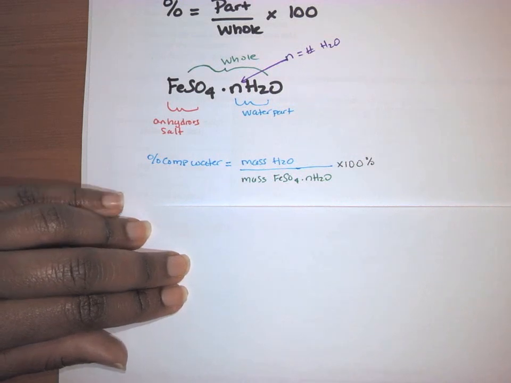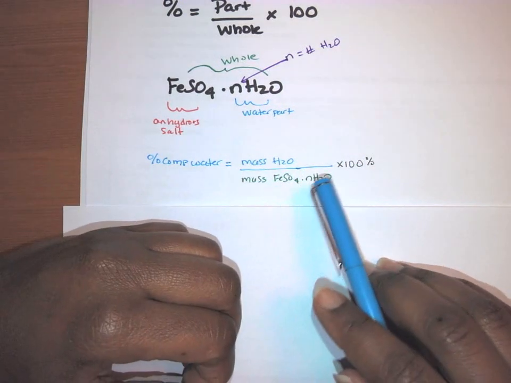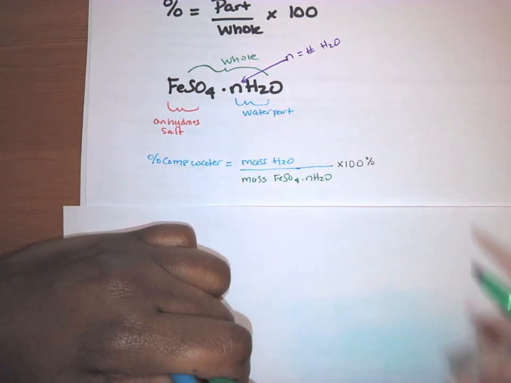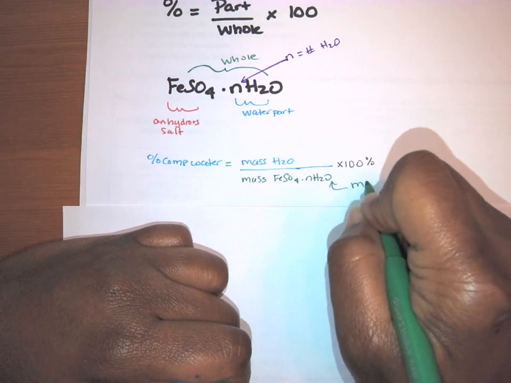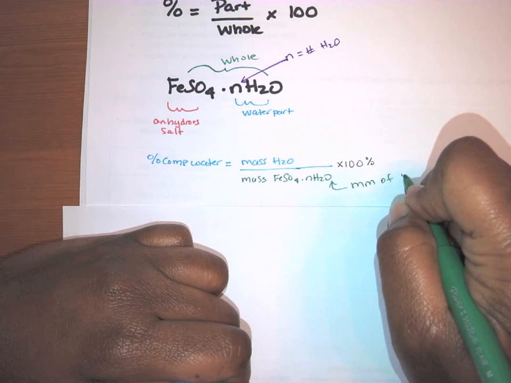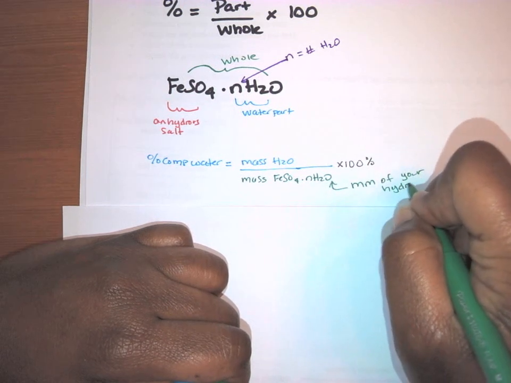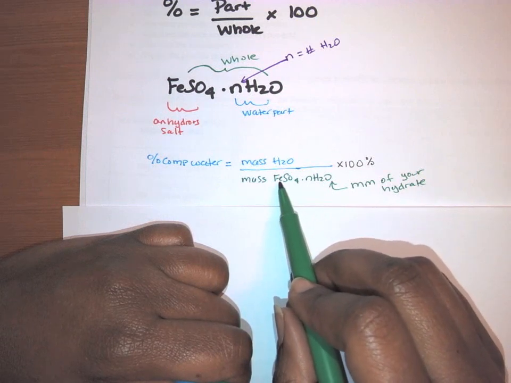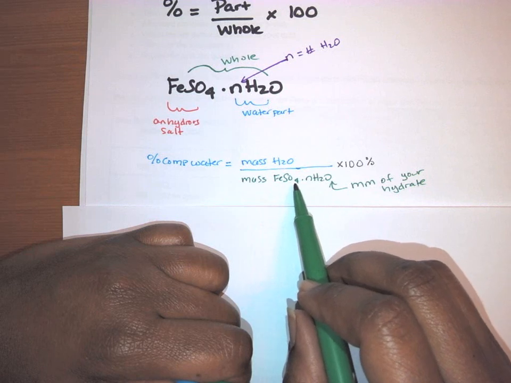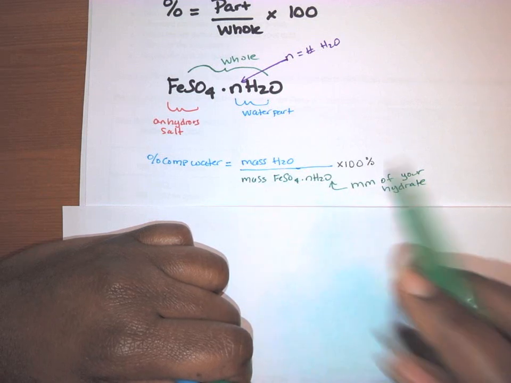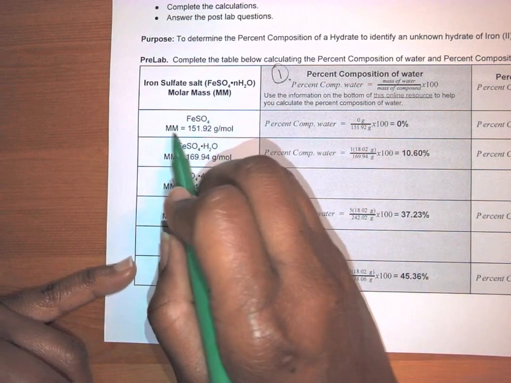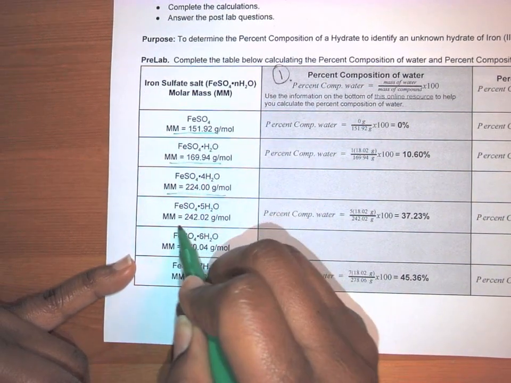Now, where do we get the mass for the water and the mass for the entire thing? So let's start off with the mass for the entire thing, the whole. This is just the molar mass of your hydrate. So you would use the periodic table, you would add up the masses for iron, sulfur, oxygen, and the hydrogens in this molecule to get the molar mass. Now, of course, you could calculate it, but fortunately for you, I have calculated all of the molar masses, and they're written under here. So this would be the value that you would be using as your whole.